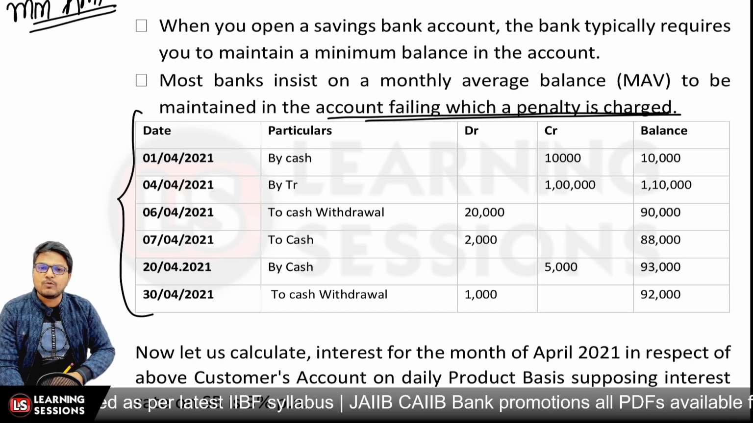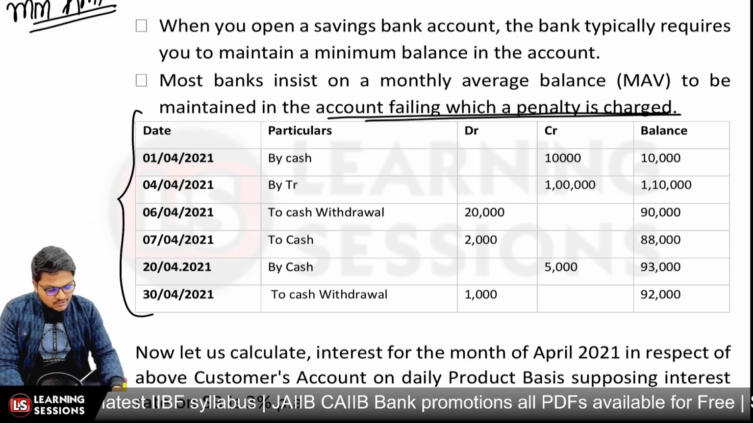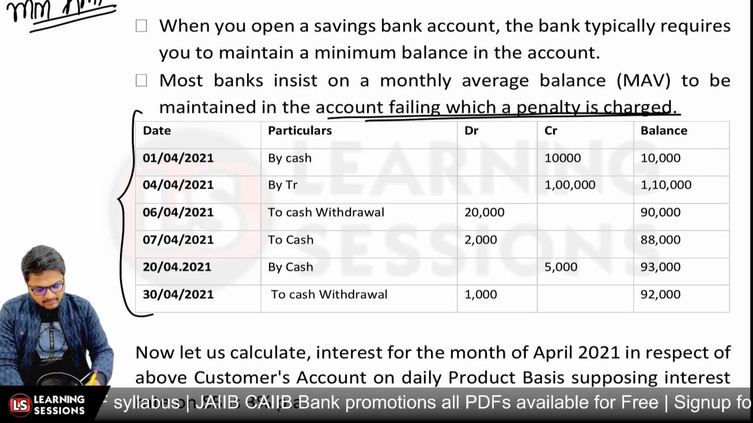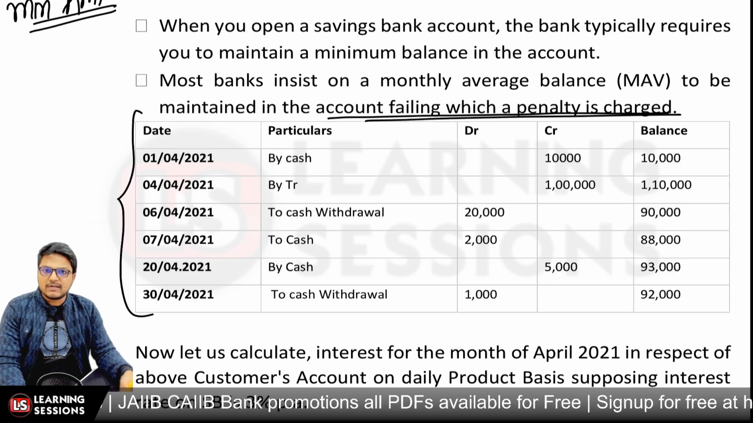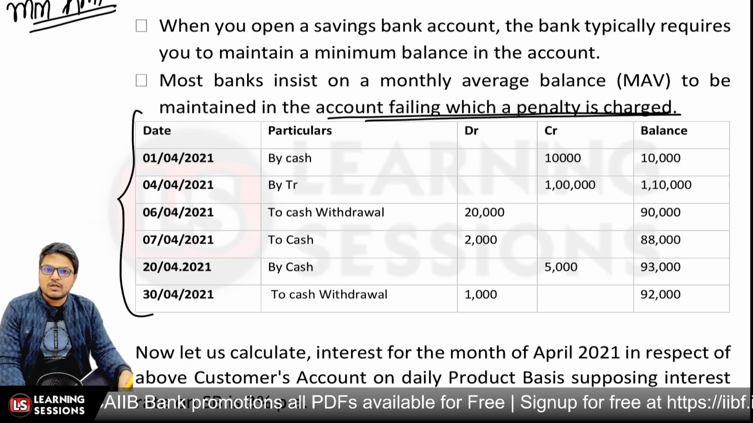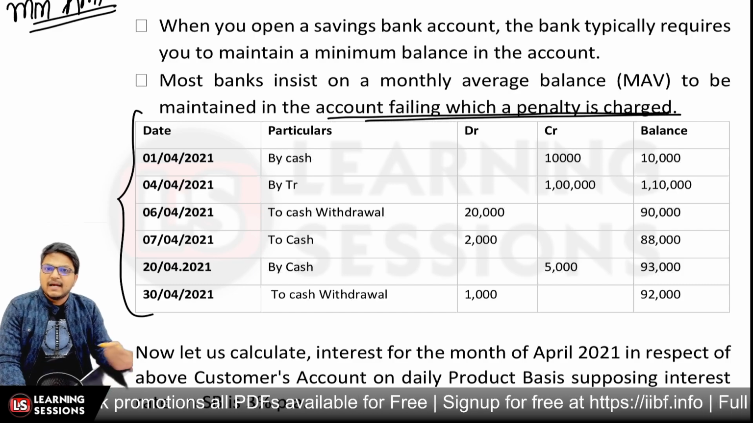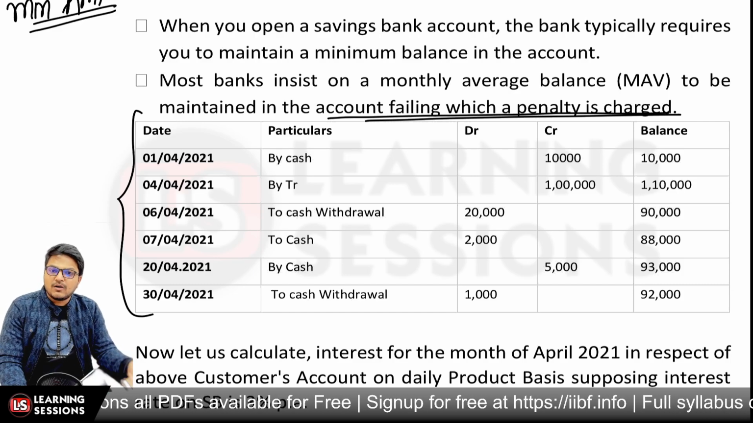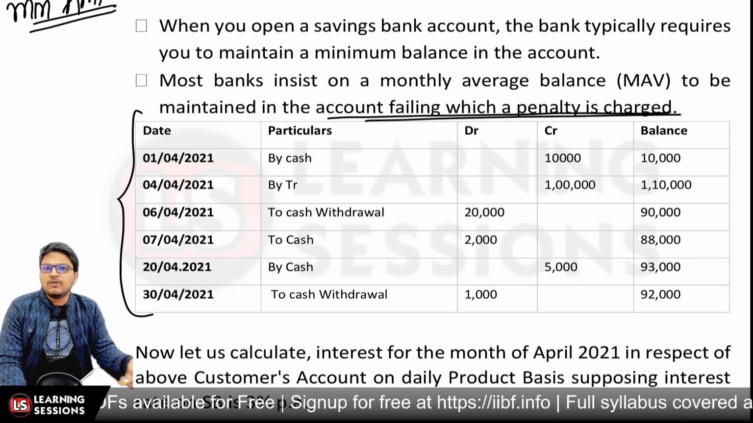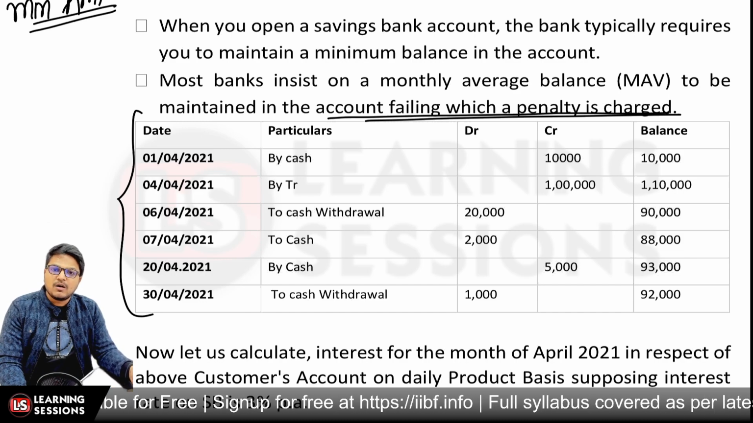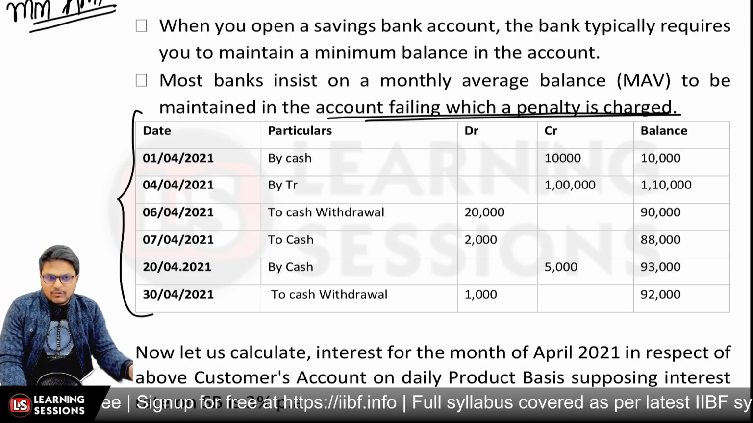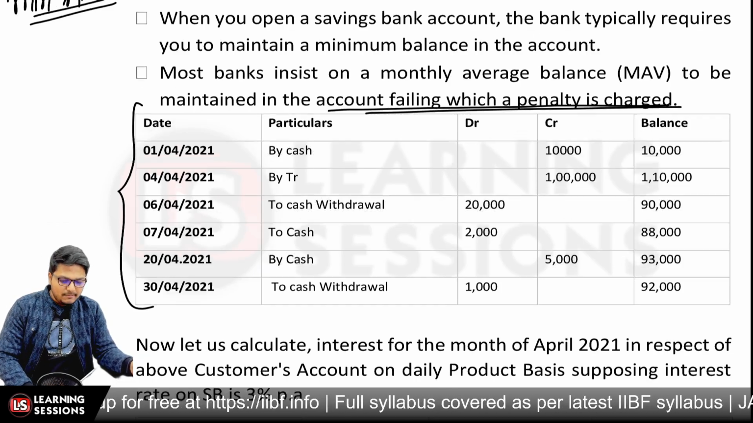On 1st of April 2021, cash of rupees 10,000 was deposited and the balance is 10,000. On 4th April, 1 lakh rupees were credited again, and further withdrawals of 20,000 and 2,000 were made on different dates, and 5,000 was again credited on 20th of April, and a further 1,000 was withdrawn on 30th of April. And we are to calculate the interest on the saving bank account at 3% per annum.